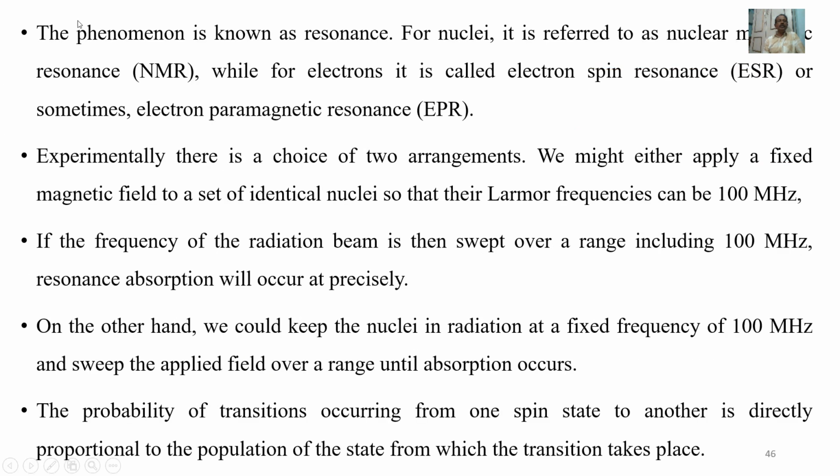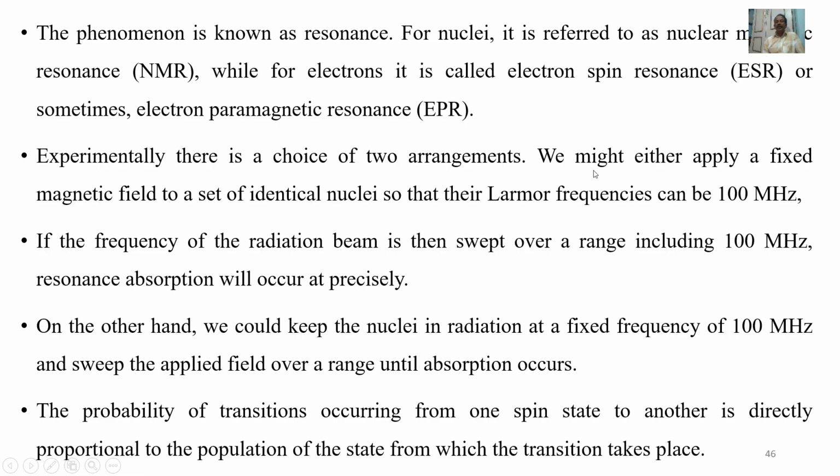This phenomenon is known as resonance. For nuclei, it is referred to as nuclear magnetic resonance, NMR, while for electrons, it is called electron spin resonance, ESR, or sometimes electron paramagnetic resonance. Experimentally, there is a choice of two arrangements.